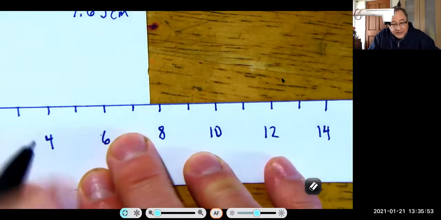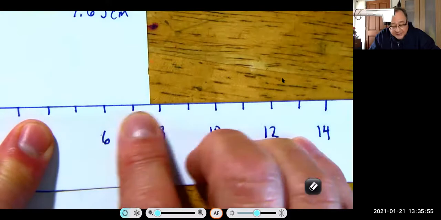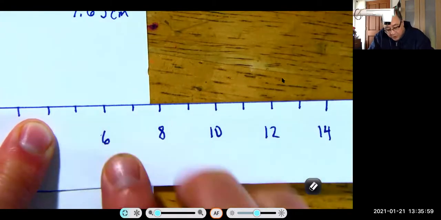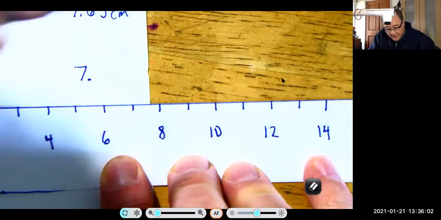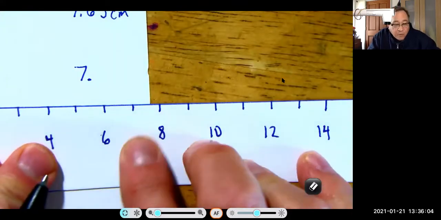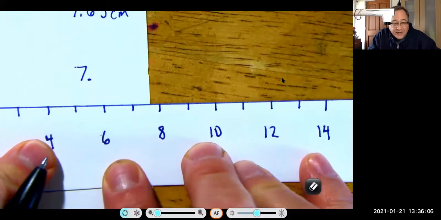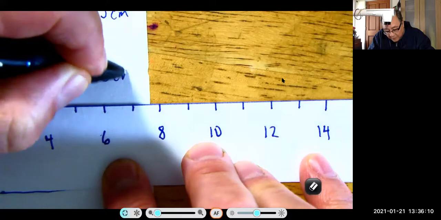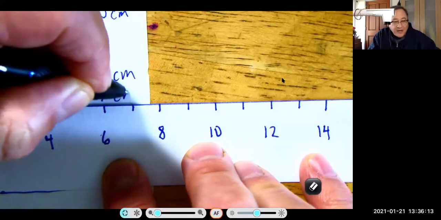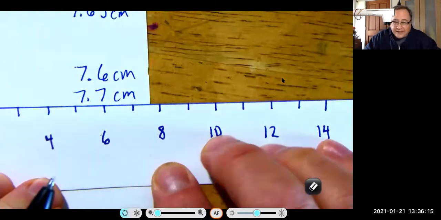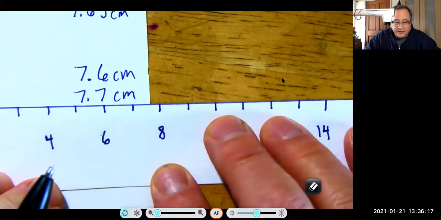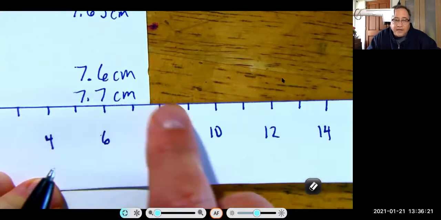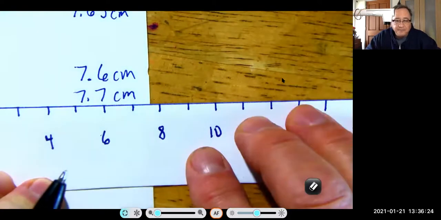So can everyone see that the card goes past 6, past 7, but doesn't go to 8? So we're going to write down 7. And it looks like it goes more than halfway past 7 to 8. So I might write 7.6 centimeters or 7.7 centimeters. I don't think I would write 7.8 centimeters, and I certainly wouldn't write 7.5. But these are the two values I might record for the width of this index card.